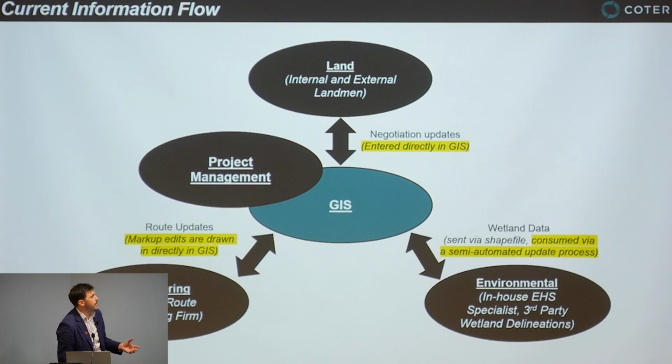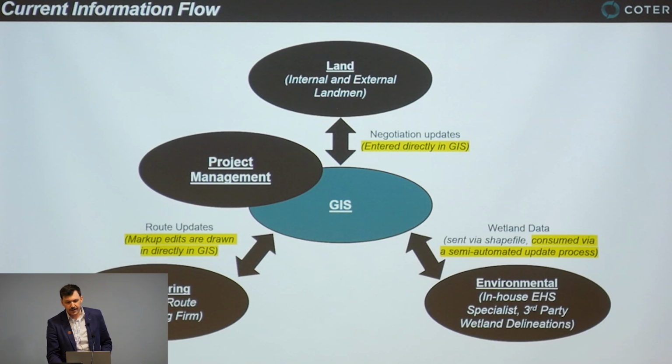So some of the changes we made are on the land side. Lease negotiation progress had originally been tracked in separate Excel spreadsheets by each landman working on a project, and then aggregated by project management. So we moved to having that entered directly in a GIS using Smart Editor on a parcel layer that had special fields added for lease negotiation or right-of-way acquisition, like status, permission to survey, verbal approval, and whether the property had been acquired or not.